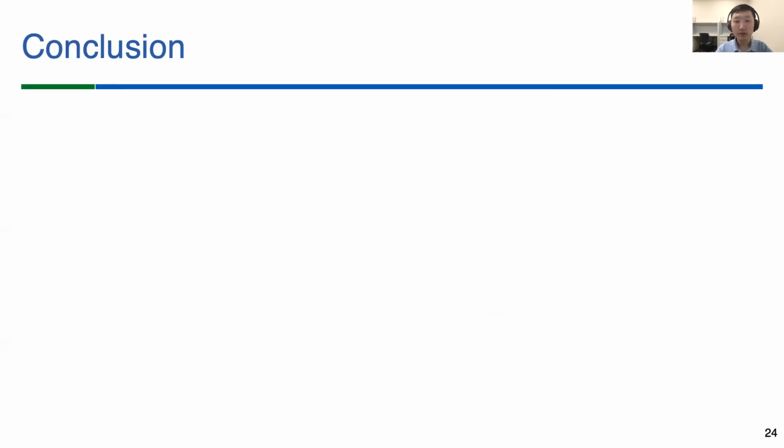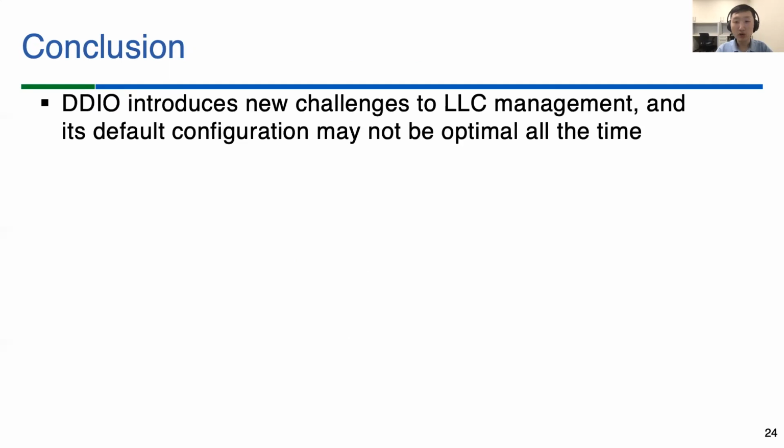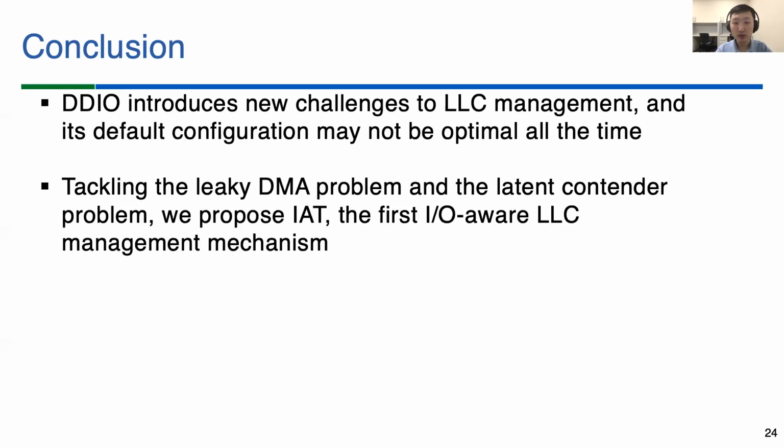To recap, with the advent of DDIO, high-performance I/O devices have become a critical factor in server's LLC management, bringing in new challenges. In this work, aiming at the leaky DMA problem and the latent container problem, we design the IAT mechanism that treats the I/O as the first-class citizen in LLC management.